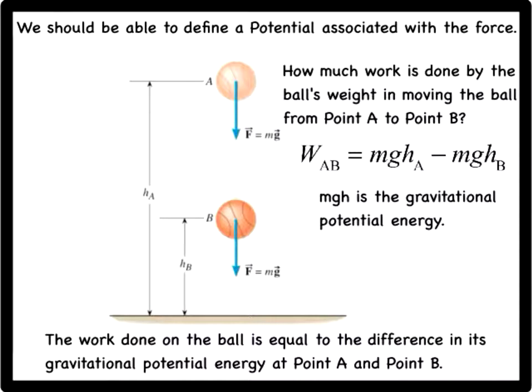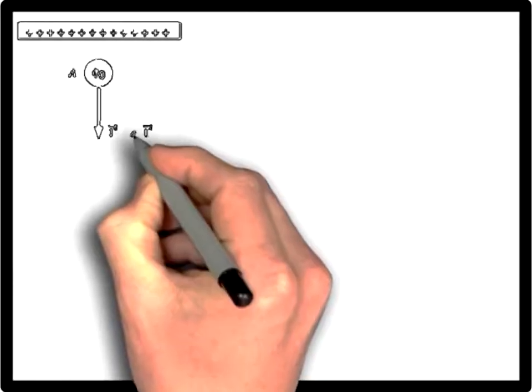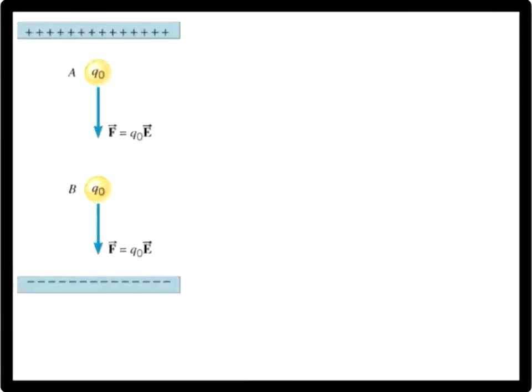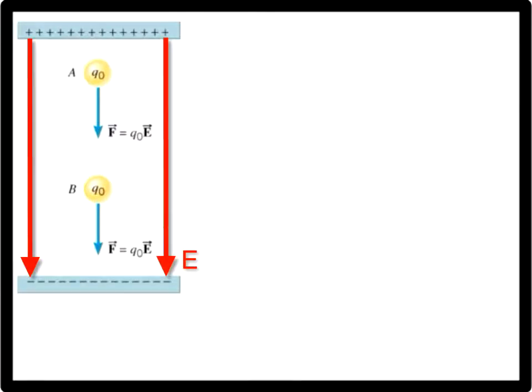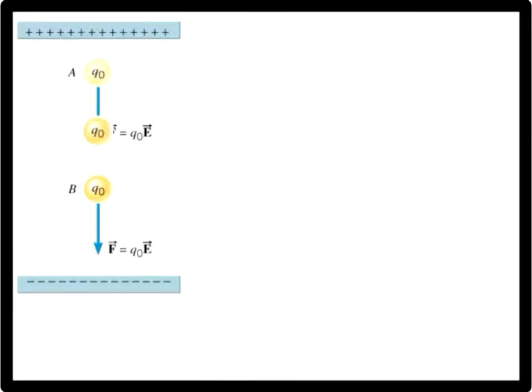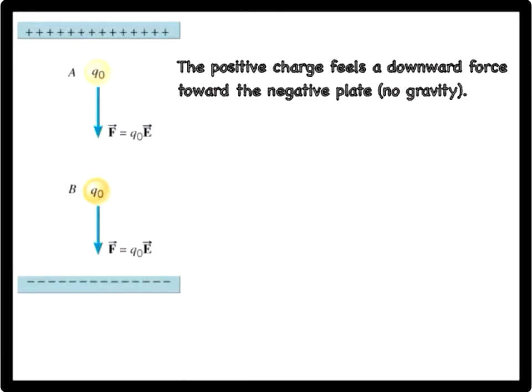The figure shows a positive charge located between the plates of a parallel plate capacitor, which we introduced in section 18.6. We showed that a uniform electric field exists between the plates, and it points from the positive plate to the negative plate. Because of the electric field, the positive charge experiences a force, F equals QE, in the downward direction toward the negative plate. Note that there is no gravity here, just the electrostatic force.